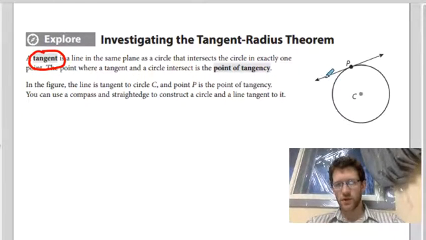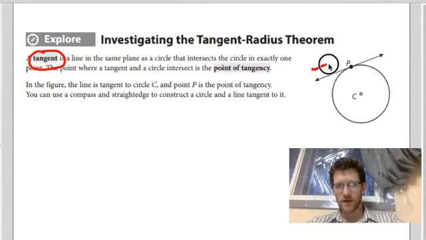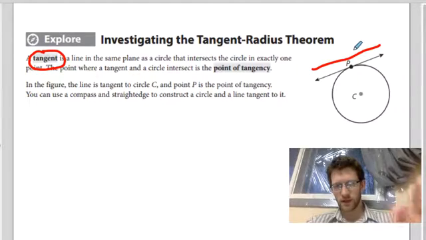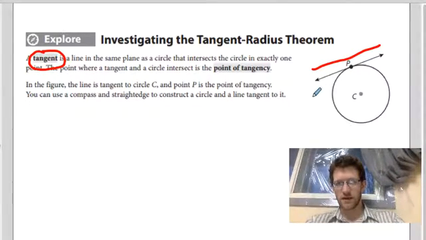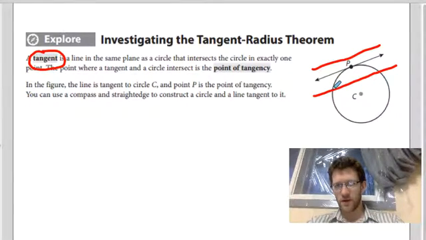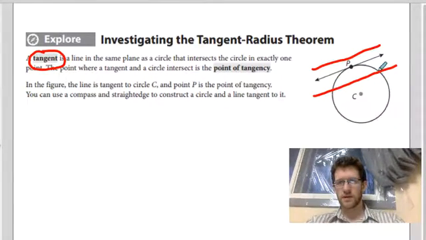It's pretty easy to imagine what would happen if we change this line a little bit, if we move it up or move it down. If we move it up, it wouldn't intersect the circle at all, right? And there's 0 points of tangency. If you moved it down through here, it'd be too low, and there'd be 2 points that would go through the circle. So that won't work very well.